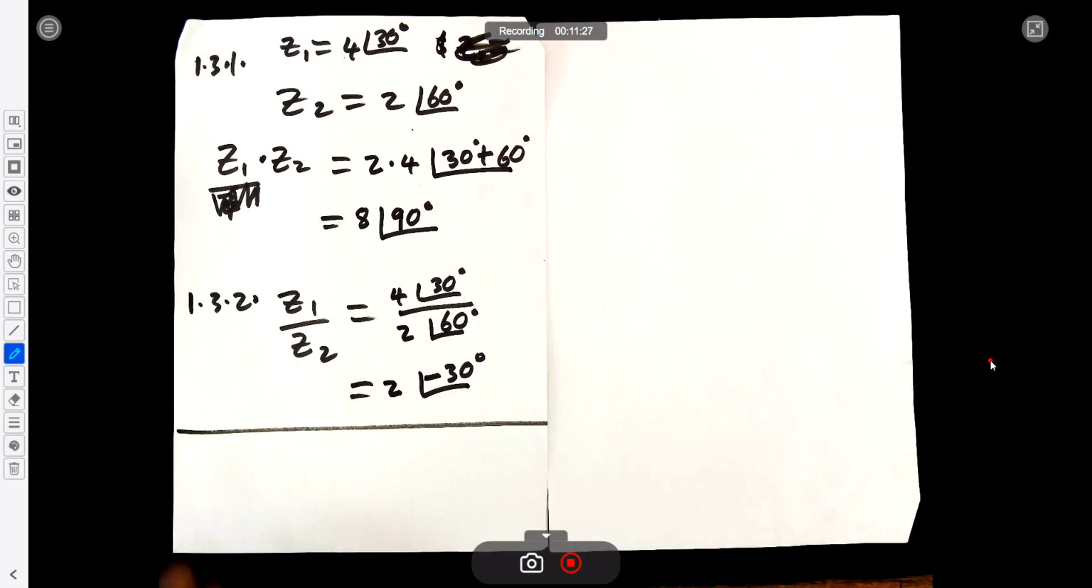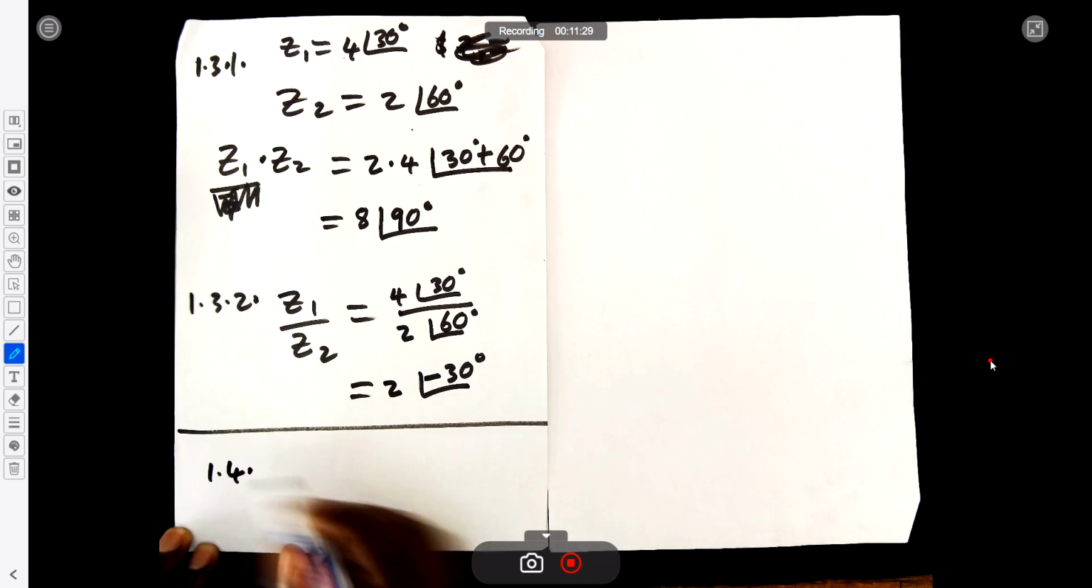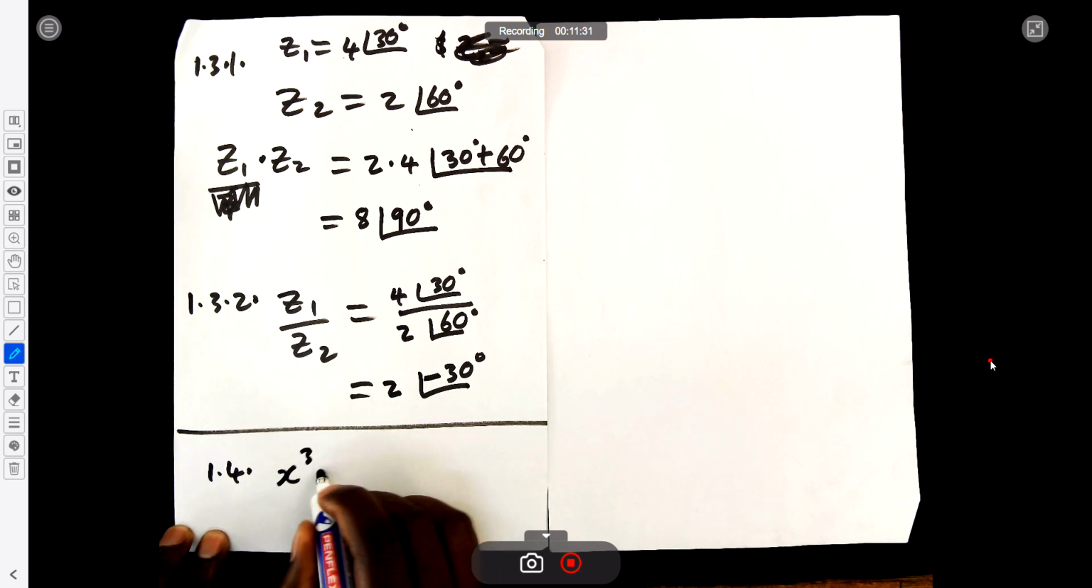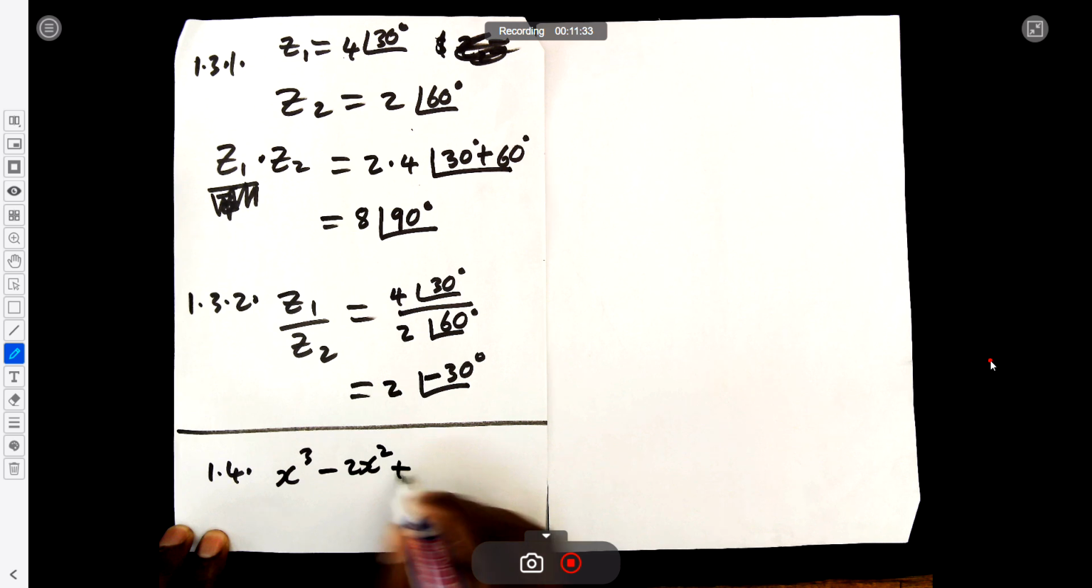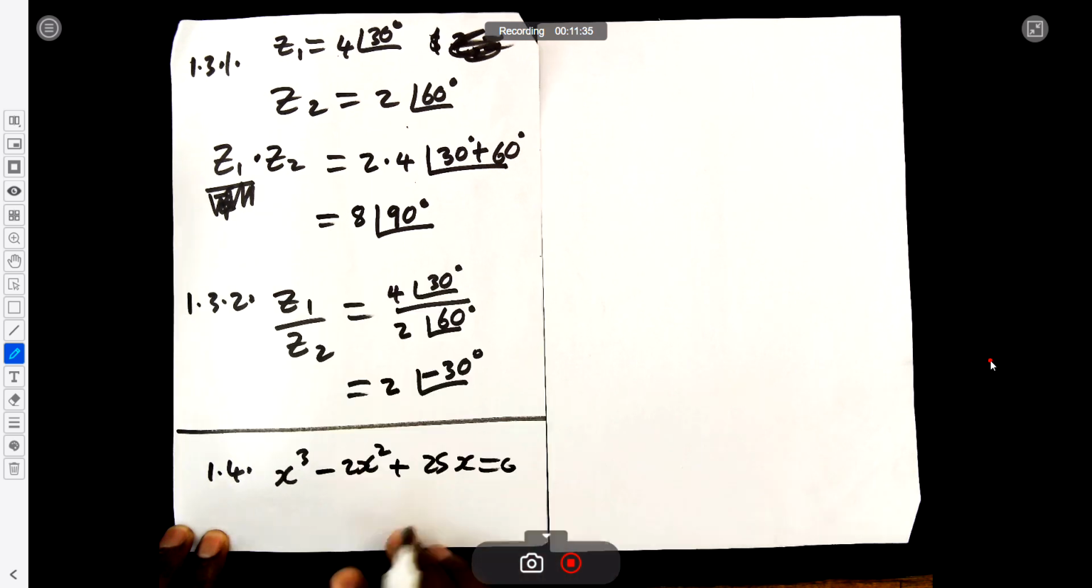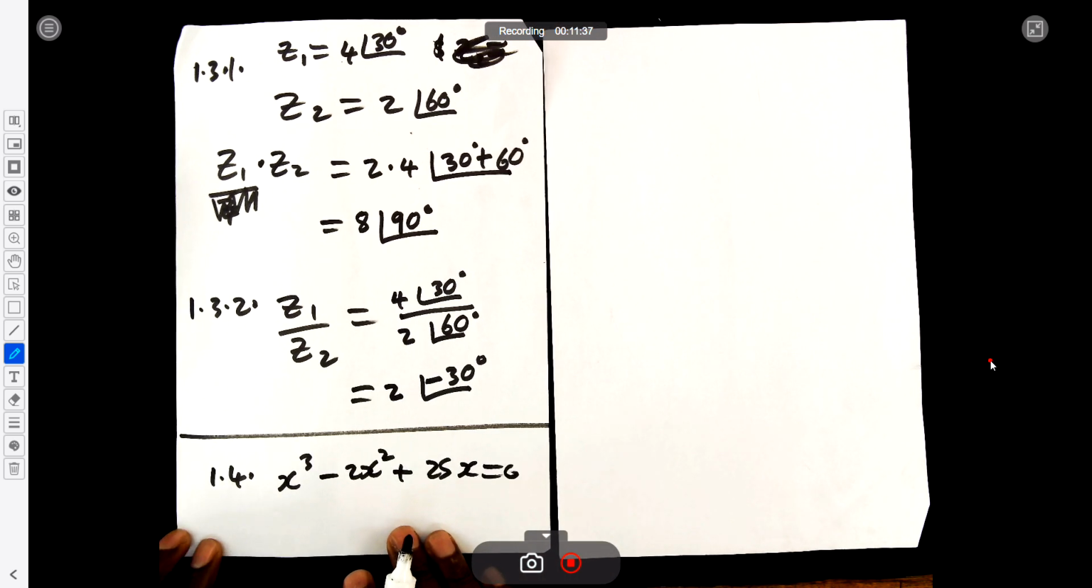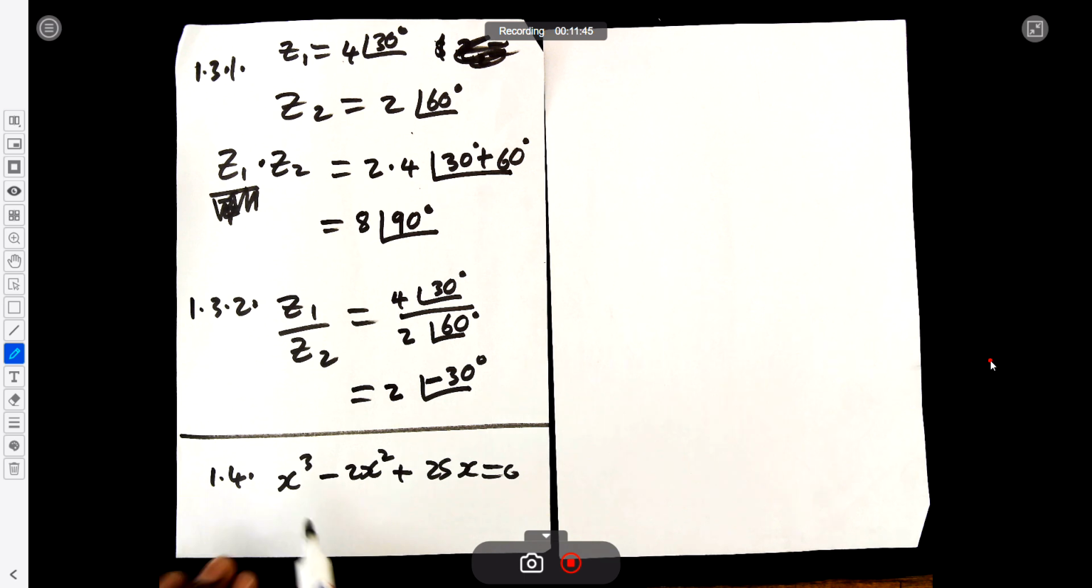In 1.4, we're given x cubed minus 2x squared plus 25x equals 0, and we are supposed to solve for x. In many cases, we do the inspection first. The terms are consistent; they consist of the variable x, which means at least you can try and find a common factor.